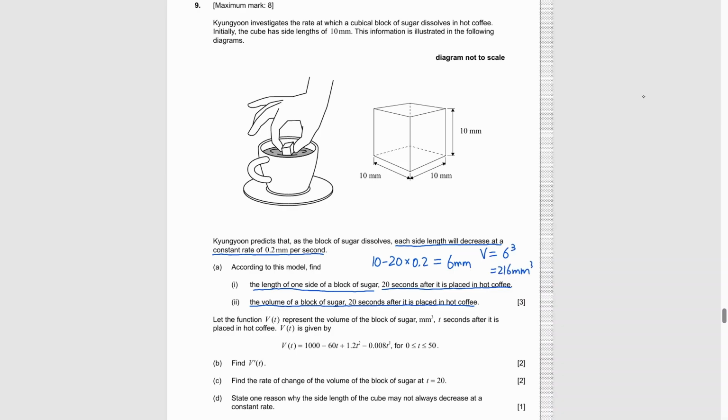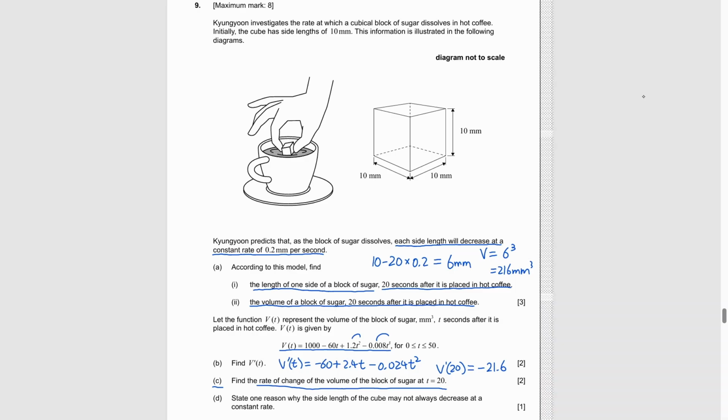For part B, we are given the function for the volume, and we want its derivative. Using the power rule, bring down the index and reduce the power by 1 for each term. That gives us the derivative of V. For part C, we want the rate of change of the volume when t is 20. So we substitute t equals 20 into the derivative we just found.